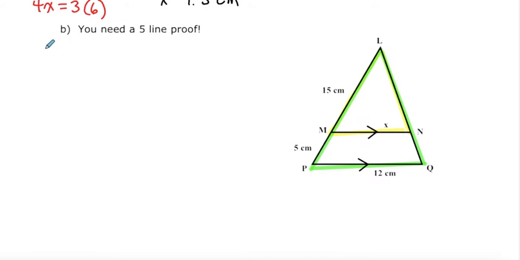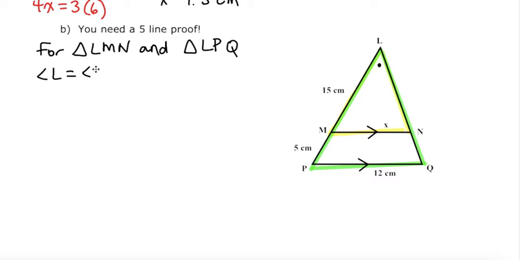So let's start by introducing the triangles. Let's start with the smaller one, triangle LMN, and triangle, I have to go in the same direction, LPQ. All right, so what do I know? Well, I know that both of these triangles share angle L. So angle L is equal to angle L because it's the same angle.